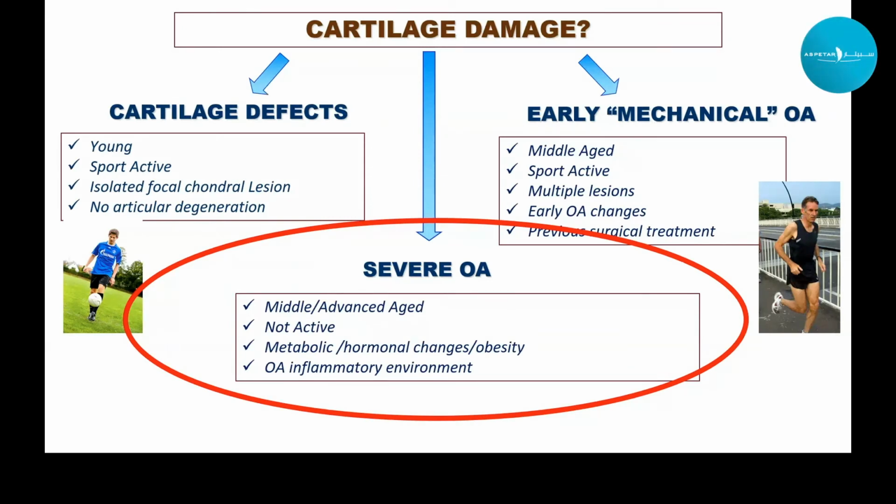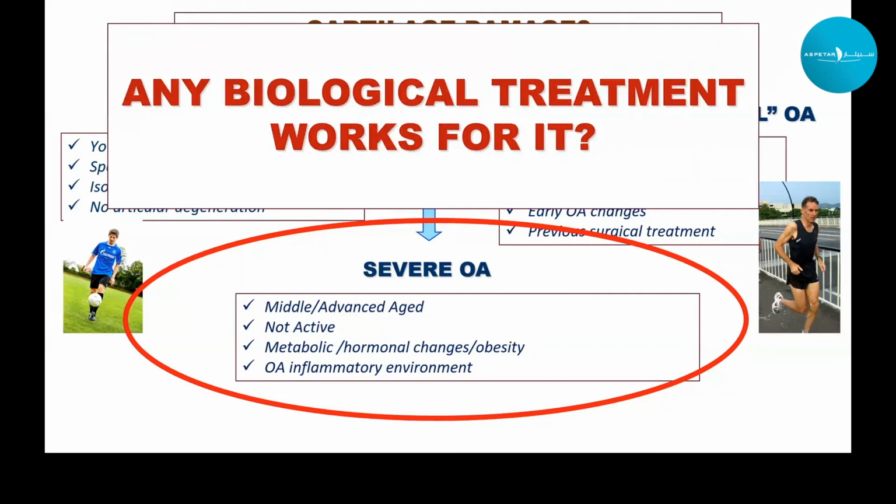And when we are talking about severe osteoarthritis, what are we talking about? And can we do something regenerative, something biologic, for severe osteoarthritis? We have a lot of patients with severe osteoarthritis. So what can we do?